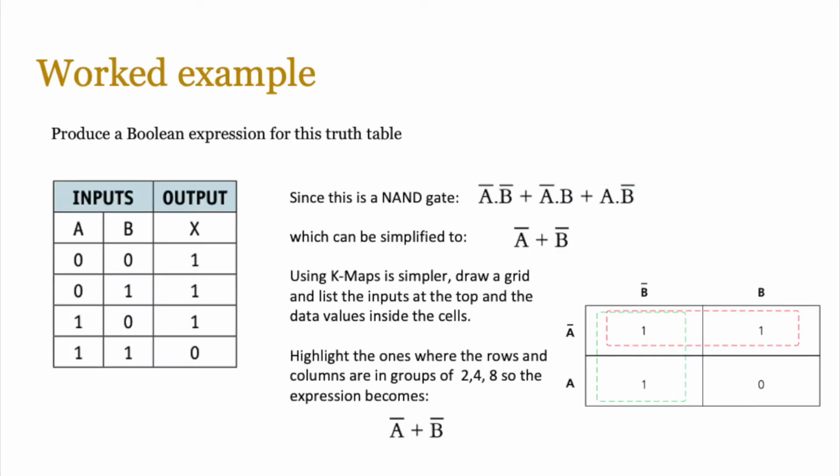Now let's look at a worked example in a bit more depth. So a question might be something like this: produce a Boolean expression for this particular truth table. Now you can do it via Boolean identities and Boolean rules, or we could use a K-map. So the truth table is given to you. It's got two inputs, A and B, and you've got an output. Now you can see from the truth table that the output X is not 1 when both of the inputs are 1, otherwise all the outputs are 1.